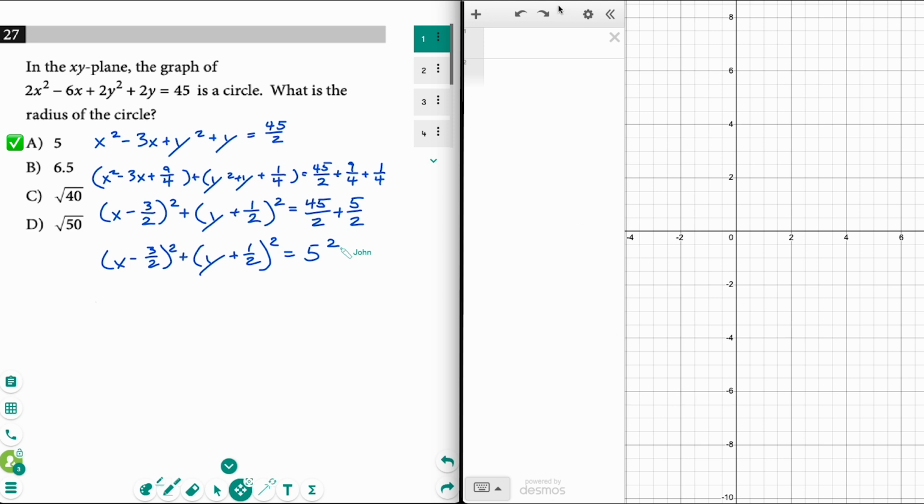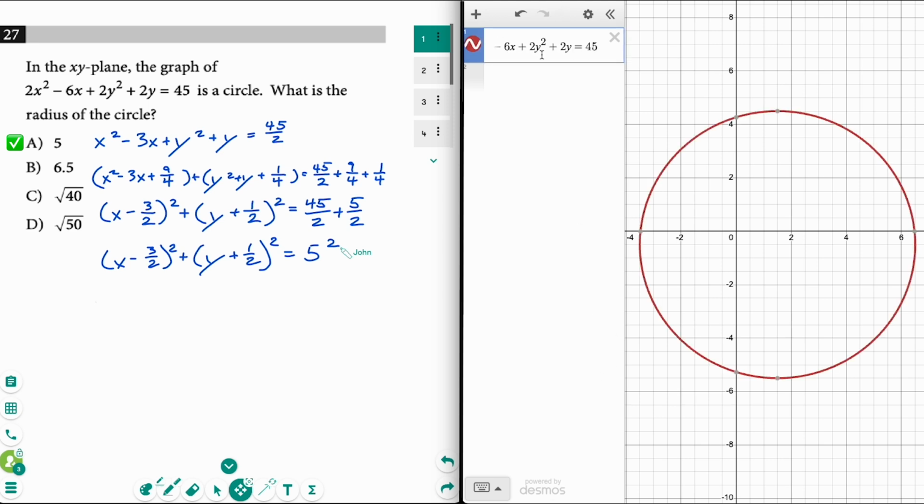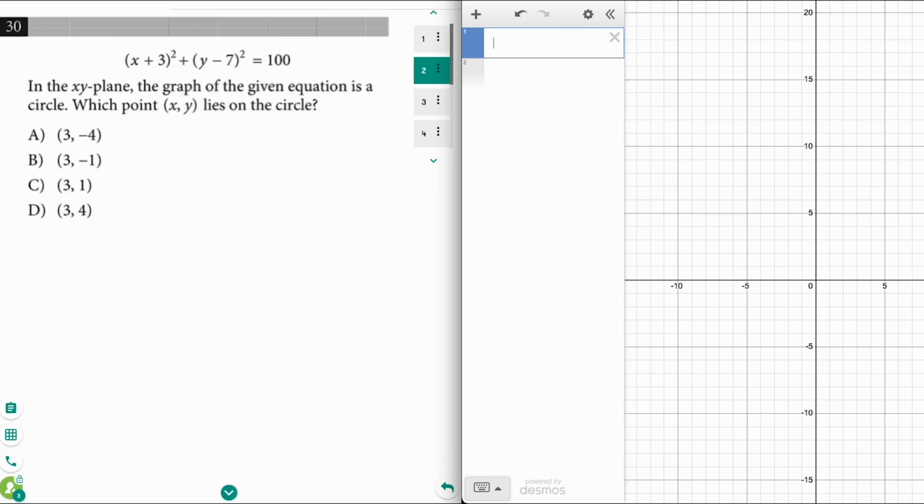Now, let's compare that experience to using Desmos. The high point is 4.5, and the low point is negative 5.5, which makes the diameter 10, so the radius is 5. In the xy plane, the graph of the given equation is a circle.